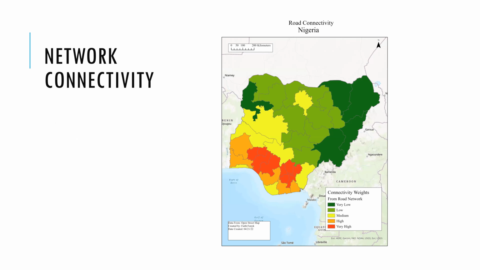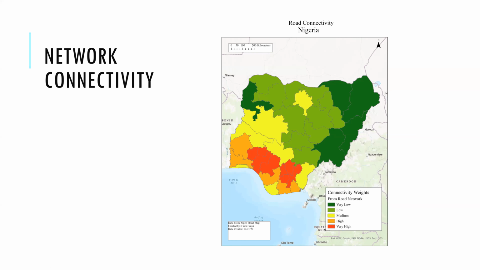And then here is a picture of the road connectivity of Nigeria. Right here, that is Lagos, and that is where the first COVID case was recorded. And then these areas are highly interconnected areas of road networks.